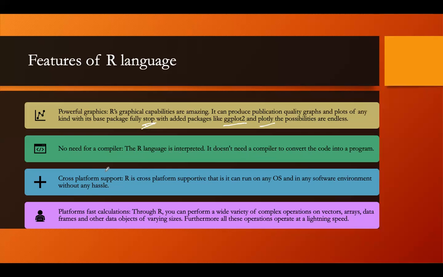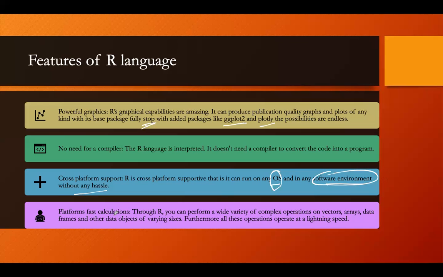Cross-platform support. Now this is a very good feature of R. That's why R is a platform independent programming language. So R is cross-platform supportive, in that it can run on any operating system and in any software environment without any hassle. So without any issues or problems, or without doing many settings and all, we can run it on any operating system or any software environment.